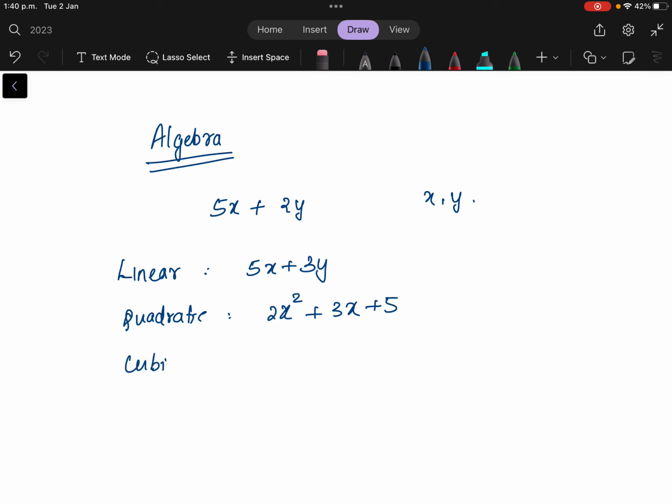Then cubic, 3x cube plus 4x square plus 5x plus 6. So this is cubic. Mostly it is only till cubic which you will have to learn. There will be some problems with respect to x to the power of 4, but that again will drill down to quadratic and you can do it. I will show some examples on that.